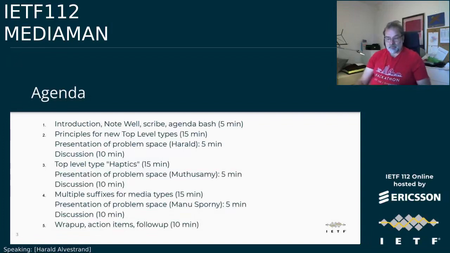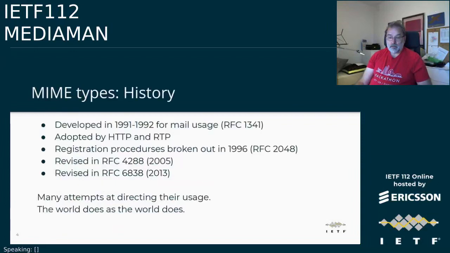So let's get into business. Principles for new top-level types. For those who haven't been here as long as I have, a little bit of history. When I walked into the IETF in 1991, one of the first things I encountered was the discussion on how do we have multiple media types inside mail. And the result was RFC 1341. It was adopted in various places, including email, of course, and also net news, HTTP, RTP, and so on. After a while, we figured out that registration procedures were important, and broke them out into RFC 2048 and revised them a couple of times.